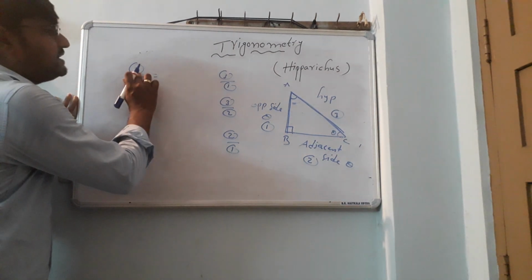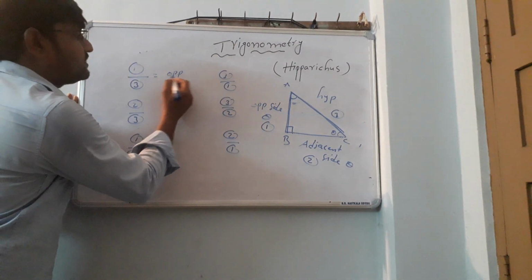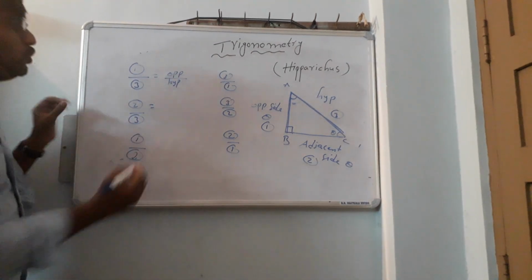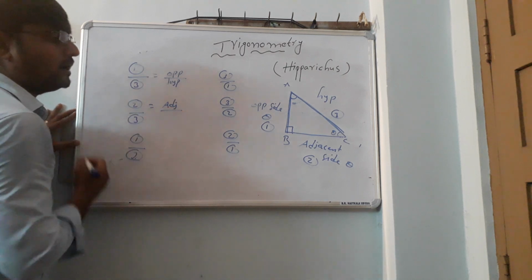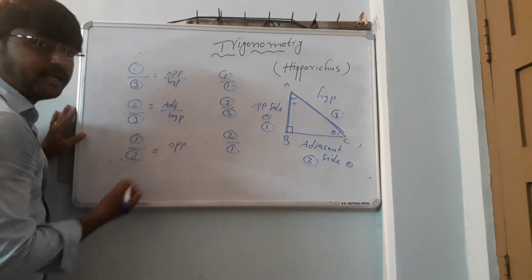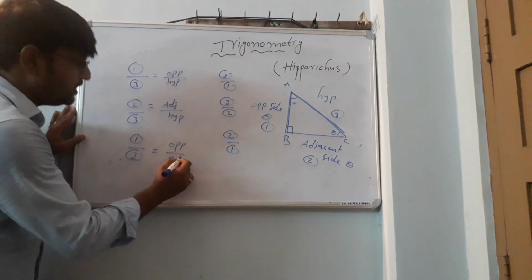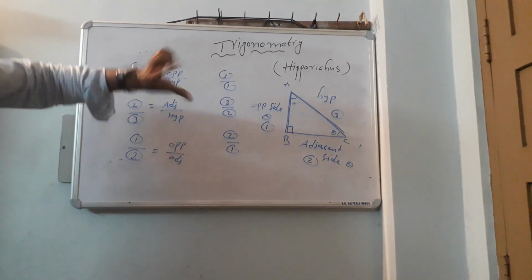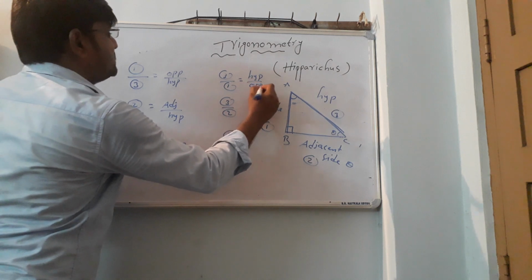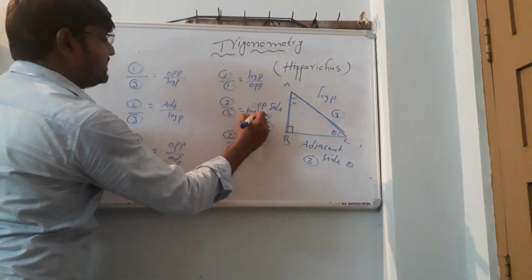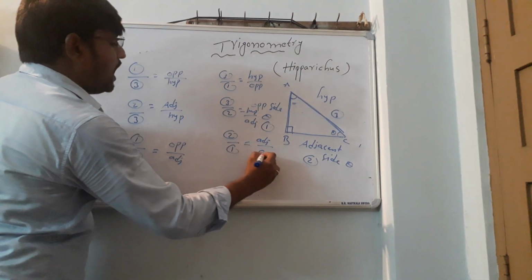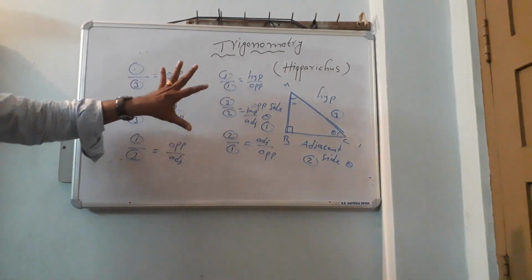Already we know 1 means opposite side, 3 means hypotenuse, 2 means adjacent side. So the first ratios are opposite by hypotenuse, adjacent by hypotenuse, and opposite by adjacent. The reciprocals are hypotenuse by opposite, hypotenuse by adjacent, and adjacent by opposite. So I got a total of 6 ratios.